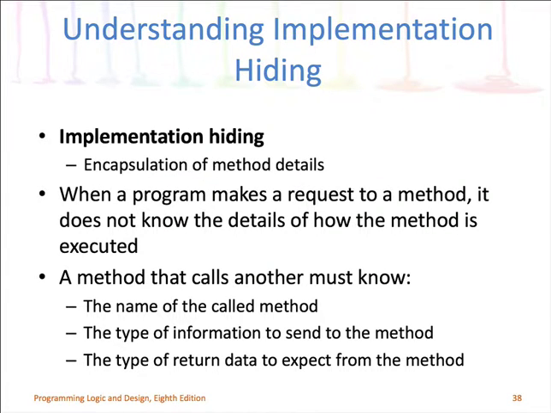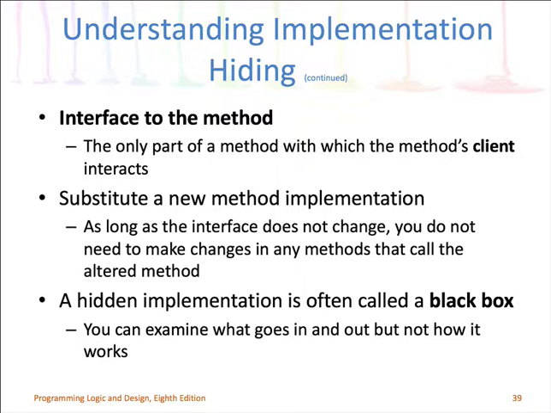So that's what implementation hiding is. The interface to the method is the only part of the method which the client uses. That is its signature. And again, they say it's a black box.